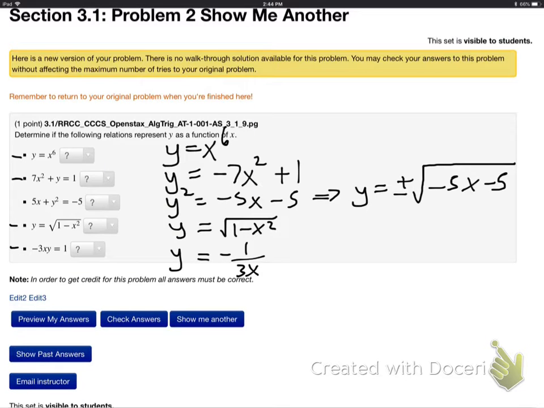Okay, if you look at this question, determine if the following relations represent y as a function of x. Now what I've done is I've rearranged all the equations to give me y equals, okay? So this one was already at y equals, and so was that one, okay?